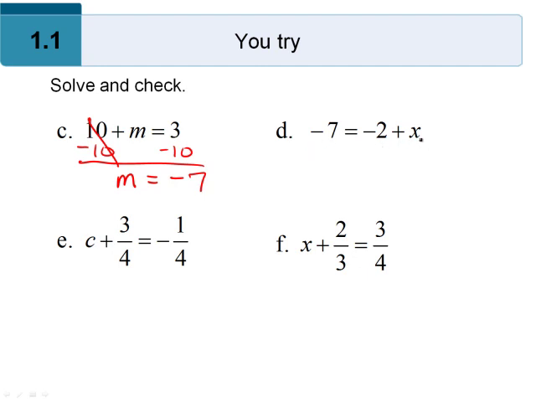To get the x by itself, we need to get rid of that negative 2 that's on the same side. Since it's negative, I'm going to use a positive. I'm going to add 2 to both sides, and negative 7 plus 2 gives me negative 5. The 2's cancel, and x comes down.